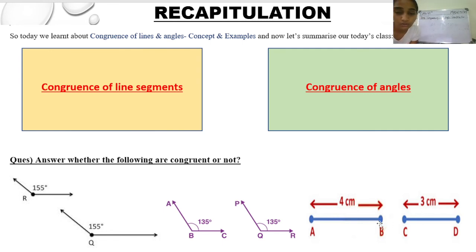And students, what about these two line segments? Are they congruent line segments? No, they are not congruent line segments because they are in different measurements. One is 4 and one is 3 centimeter. And when we superimpose these two line segments, they are not going to hide one behind the other. Rather we will see 1 centimeter left uncovered. So we can't say that these two line segments are congruent.